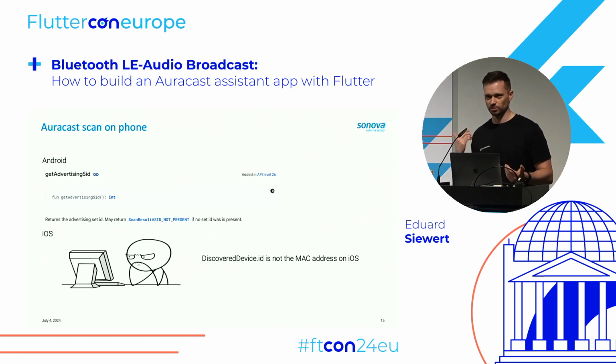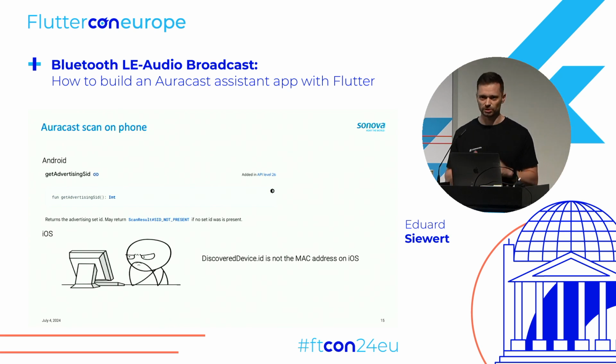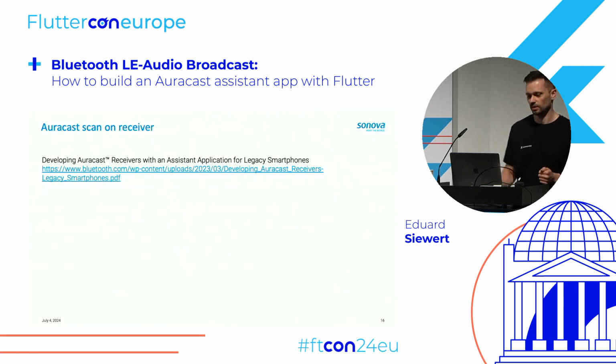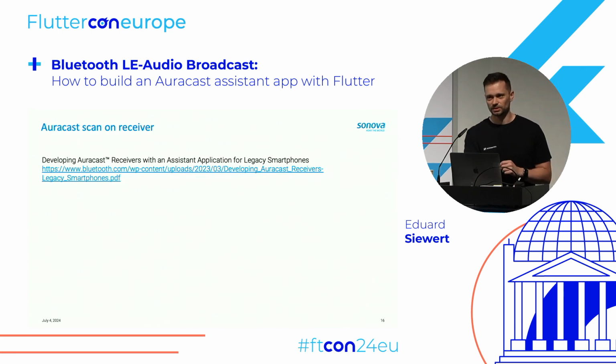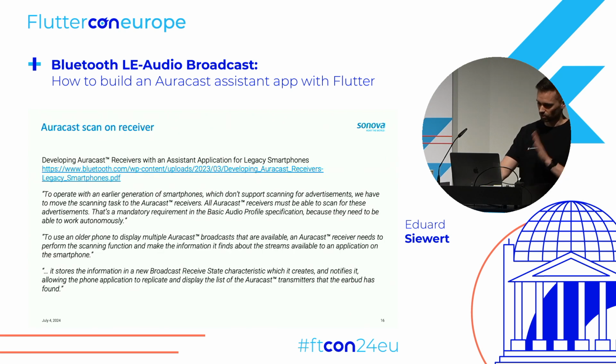But I think we're not going to give up that easy, so maybe let's have a look again at our specifications. Maybe we can find something that can help us there. And actually, there is a document which is called Developing Auracast Receivers with an Assistant Application for Legacy Smartphones. Well, I wouldn't consider my iPhone to be a legacy smartphone, but let's have a look. Maybe there's some interesting information for us. And actually, what you will find in there is this, and I'm just going to read it for you.